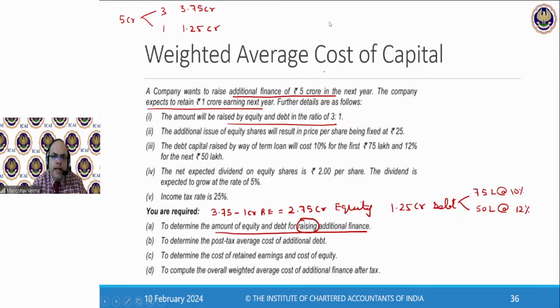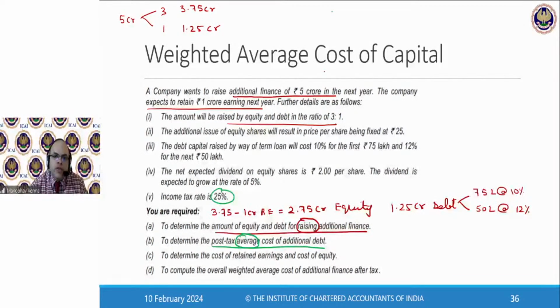Yes, Bhumika, absolutely correct. Now, the second question is very easy. They're asking you to determine the post-tax average cost of additional debt. So they're only talking about debt here, but the word is additional debt, and there is a word called average cost. Are they giving us a tax rate here? Yes, tax rate is given, 25%, thankfully. So that means we can actually do an average calculation.